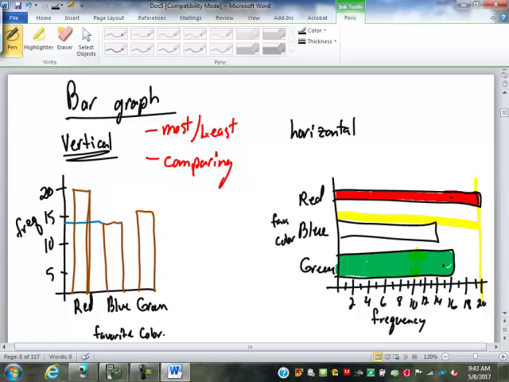Another thing that can be done is this. I'm just going to use R, B, and G here, and I'm not going to label that as favorite color just to save time.